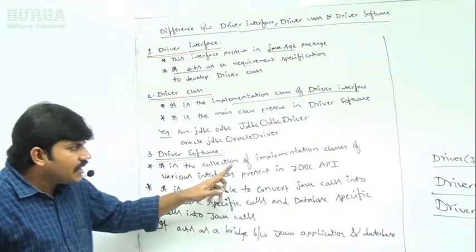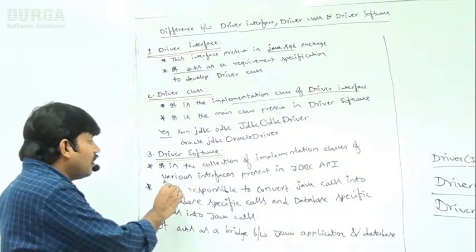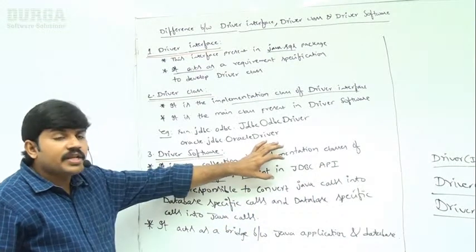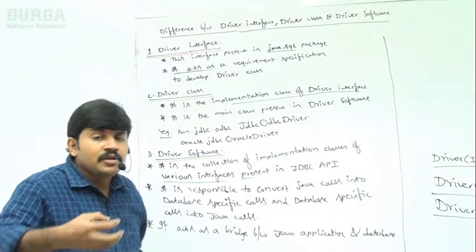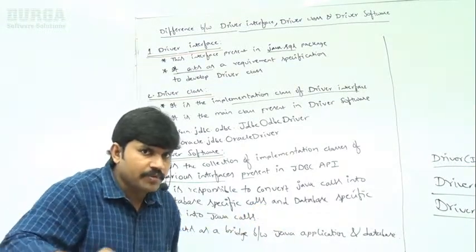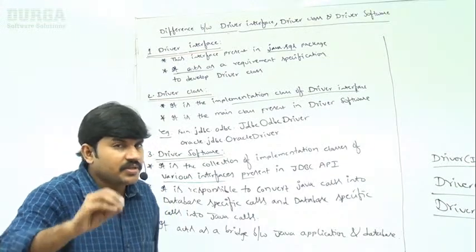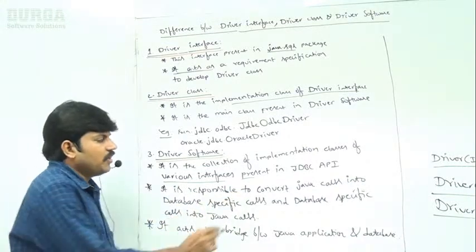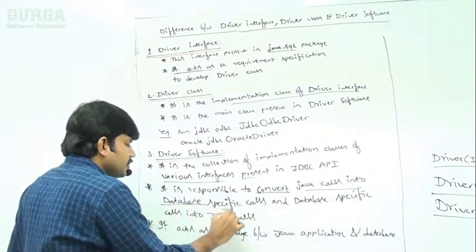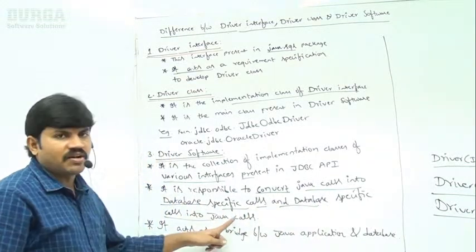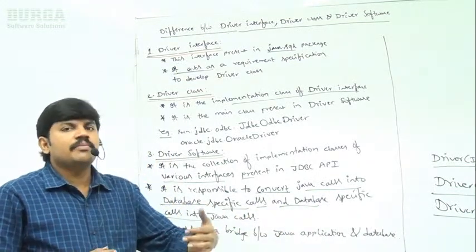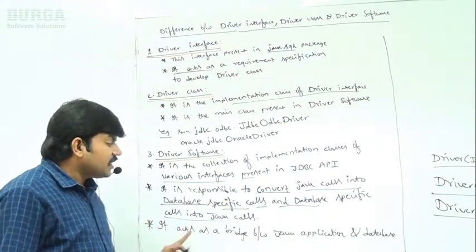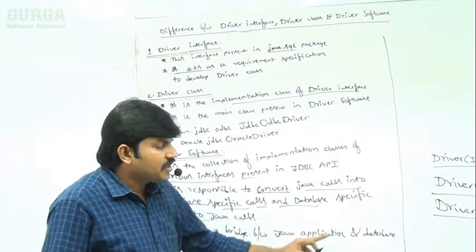Okay, next, what is driver software? It is the collection of implementation classes of various interfaces present in the JDBC API. In the JDBC API, various interfaces are there, and a group of implementation classes of the interfaces present inside the JDBC API is nothing but driver software. It is responsible to convert Java calls into database specific calls and database specific calls into Java calls. So Java to database, database to Java: who is going to take care? Driver software.